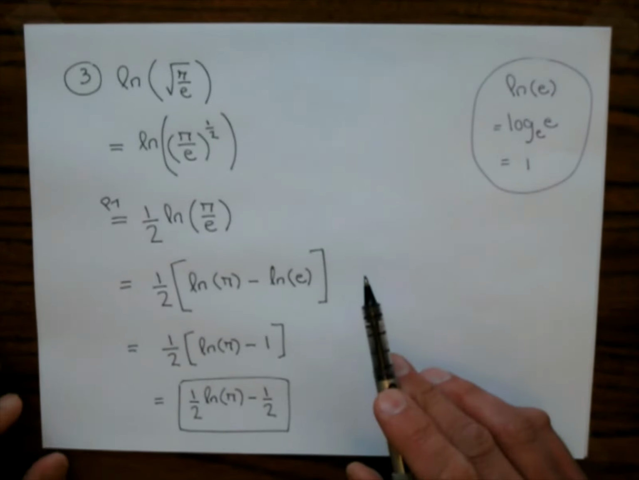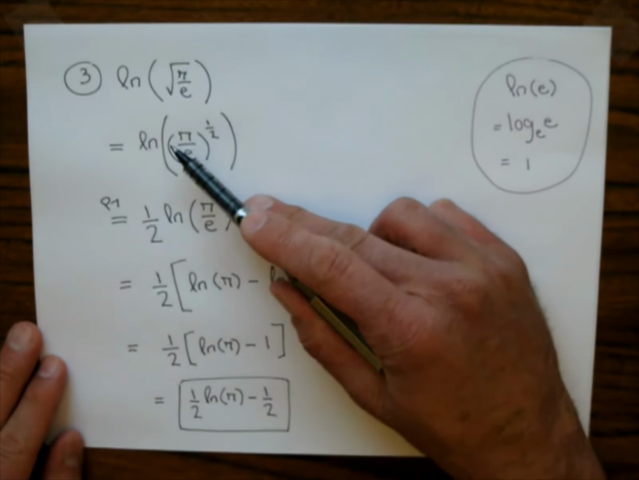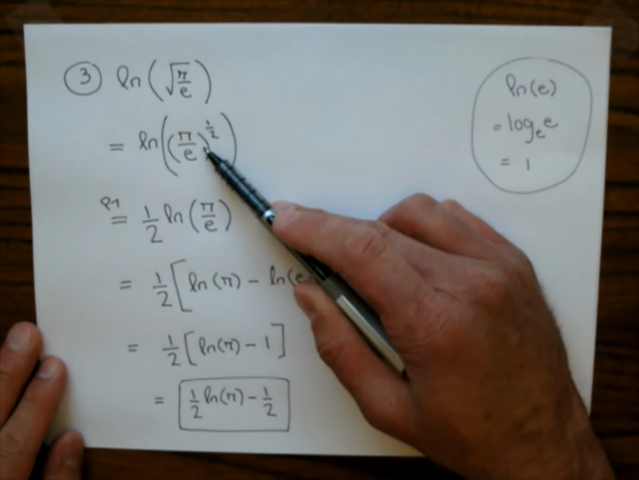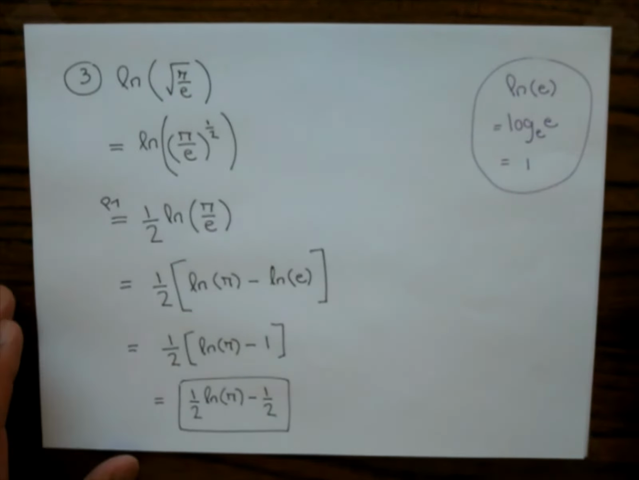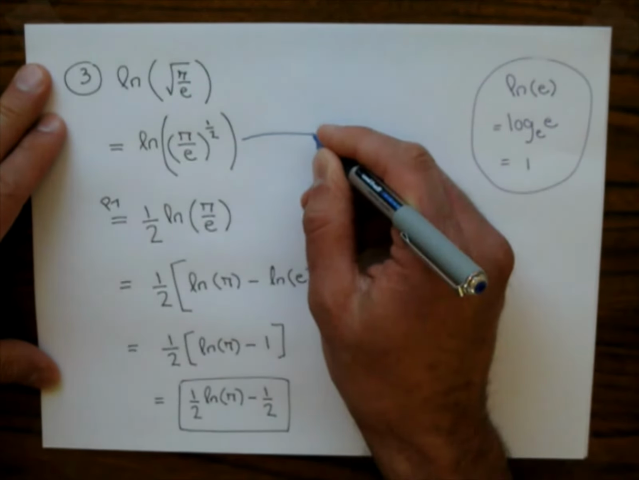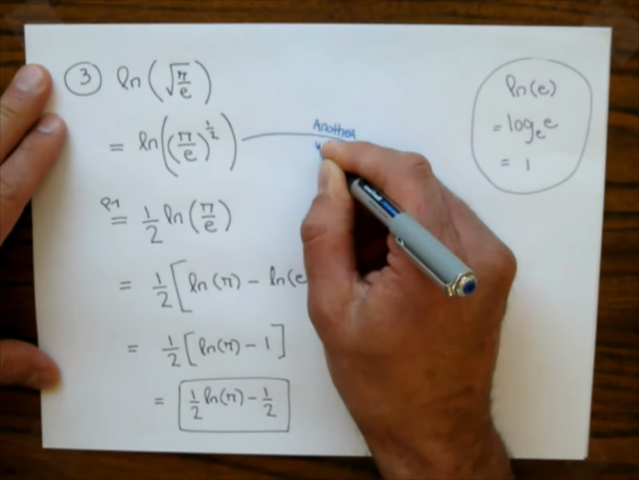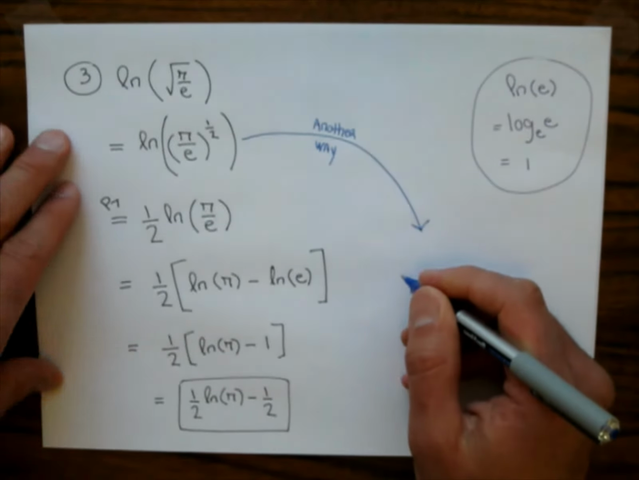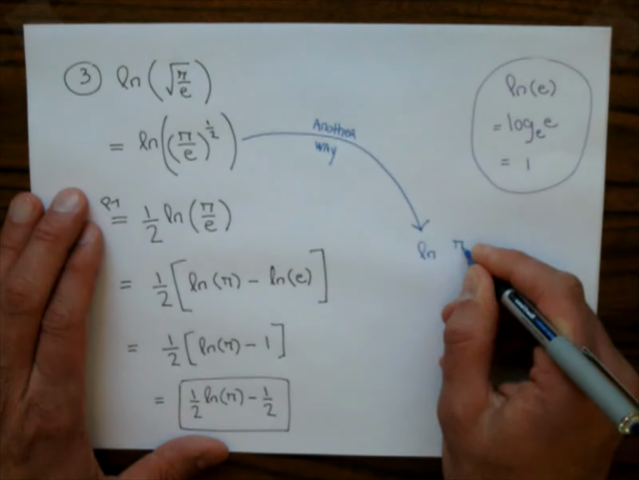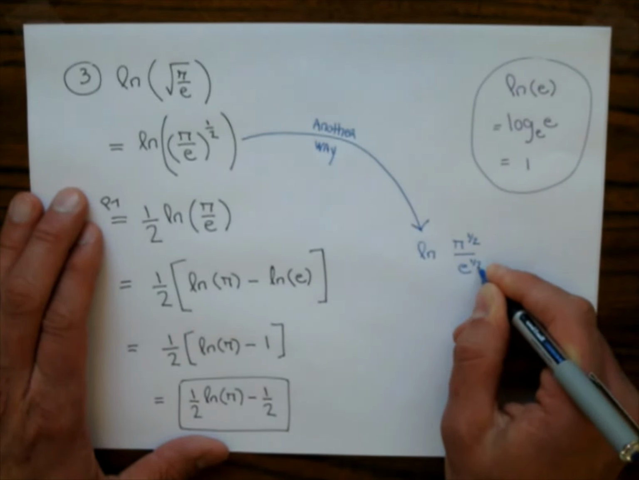And you might be thinking to yourself, back up here, could we have done something differently and written this as pi to the 1/2, e to the 1/2? Yes, we could have. So let me go ahead and in a blue pen, some of you might want to just skip forward. So this is another way. But as long as I'm using the properties of logs correctly, I should get the same answer. So ln pi to the 1/2 over e to the 1/2.